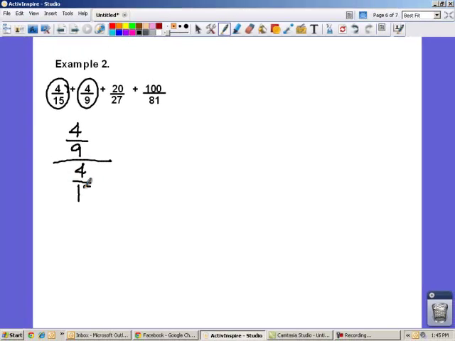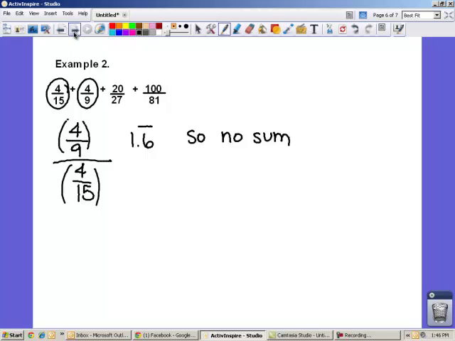Here's example 2. It's the same type of thing. They don't give you the R in this case. You actually have to find it. And the way we find R is by taking this value and dividing it by the first one. Now, as long as you put parentheses around each one of these in your calculator, you will get 1.6 repeating. Notice how it's over 1. So this problem here has no sum. You don't even have to do it.